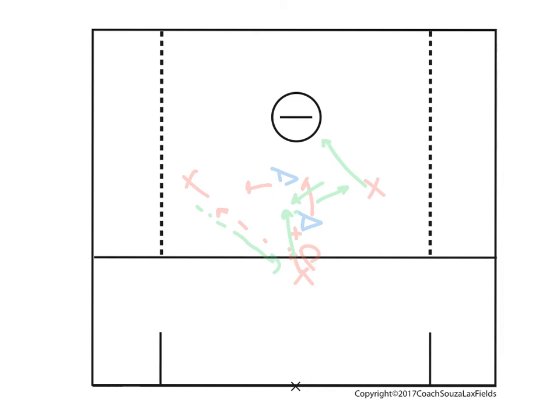Coaching points for the offense: attack the cage till you're played. Once you're played, move it to an open player. And then attack space or steal space when there is space to be stolen.